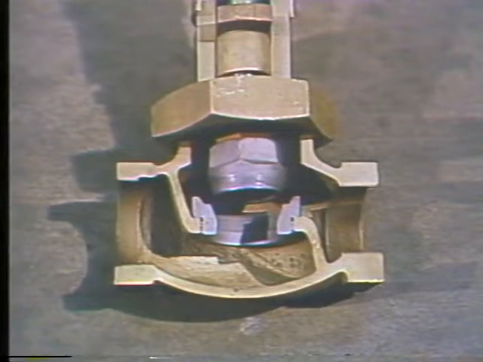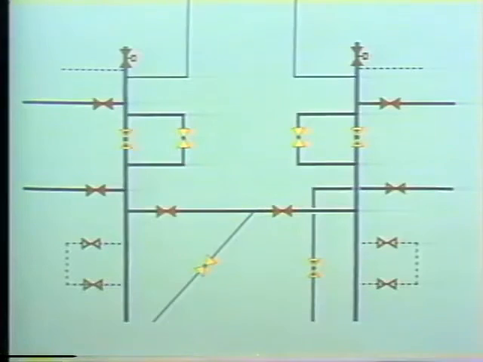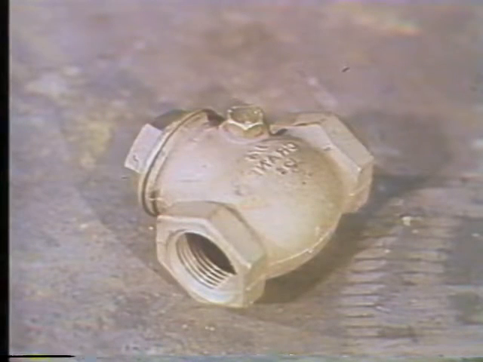This is a globe valve. Globe valves are used to control the flow rate through a piping system. These are some of the more common symbols for a globe valve. Again, the solid colored symbol is a normally closed valve. The clear symbol indicates a normally open valve. When we put the globe valves on the print, you can see where the flow rate is controlled in this piping system. This is a check valve.